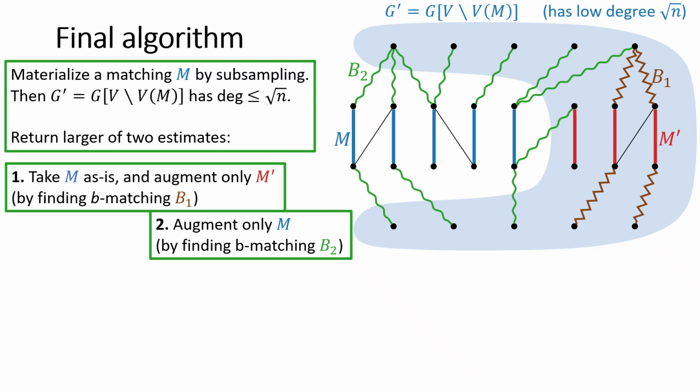Now we return the larger of two estimates. For each graph, one of them will be good. Either we take M as is, we don't try to augment M, we just try to augment M prime by finding this brown matching called B1. Or maybe M prime is empty or gives no benefit, so we also augment M by finding this green matching B2, and then we completely ignore M prime.